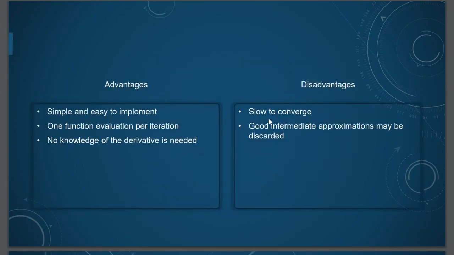So now let's discuss the advantages and disadvantages. The main advantage is that we do not need knowledge of the derivative functions and all those steps. Only one function evaluation per iteration is needed. And the disadvantage is that it takes a lot of time, it is slow to converge, and sometimes a good intermediate approximation may be discarded.